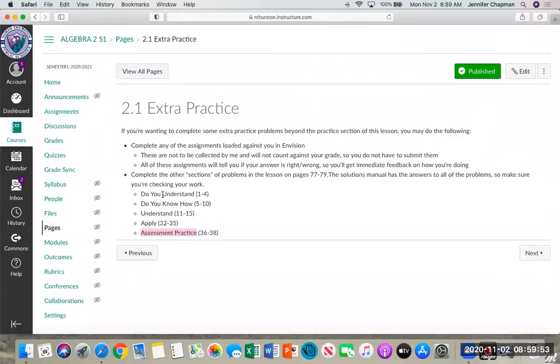Don't forget that all of these sections, including our practice section each week, are included in the solutions manual, the key that I upload in Canvas each week. So if you're doing problems from the understand section, you can always check your work and your steps in that solutions manual, because the answers to all of these problems are there.